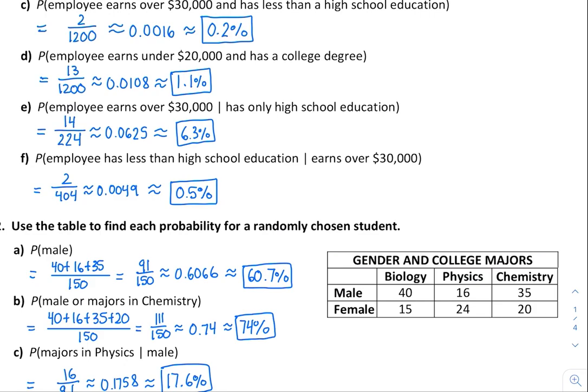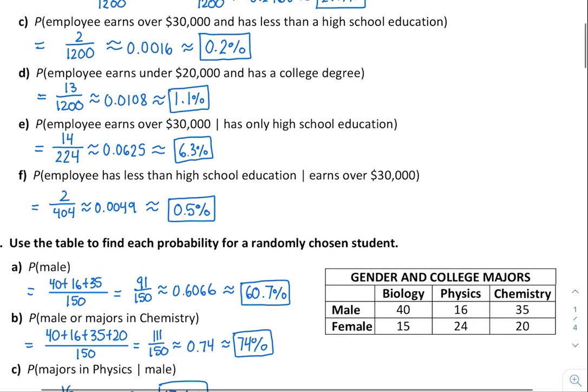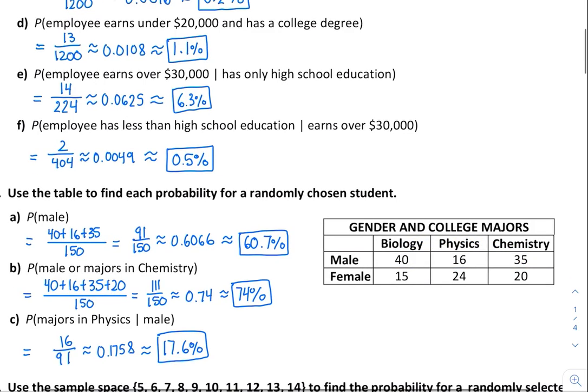Okay, next one. Probability of majors in physics given that they are male. So remember, this line right here means given. So given that they are male, how many males are here? That is 91. So 91 males total. Now, how many of those 91 males are physics majors? 16. So 16 over 91, and there's your percentage. Okay, next one.